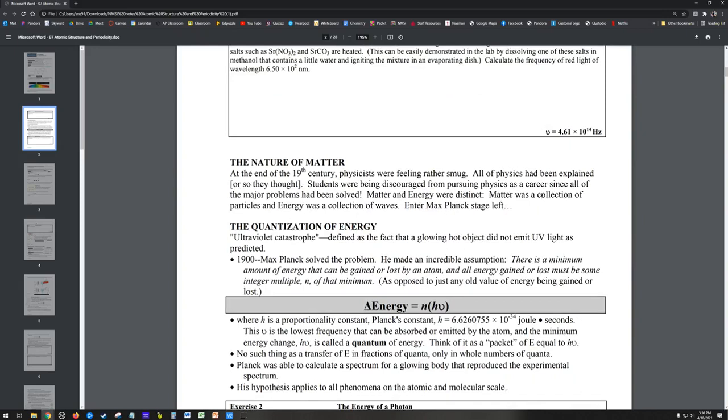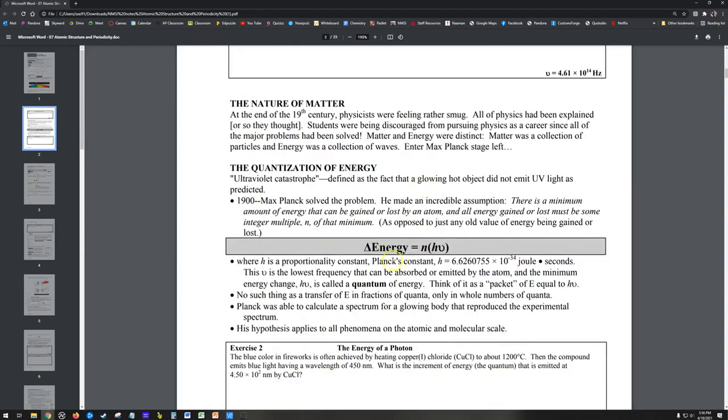Okay, so we learned that there's a minimum amount of energy that an atom can gain. It's either going to gain that amount of energy or it's not going to do it. And so energy is quantized, meaning that there's packets of energy. So an atom can gain a packet of energy or 2 packets of energy, but it's not going to gain like a packet and a half.